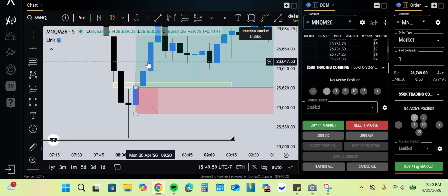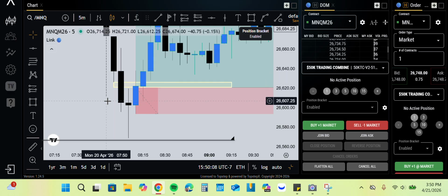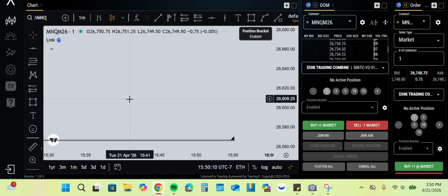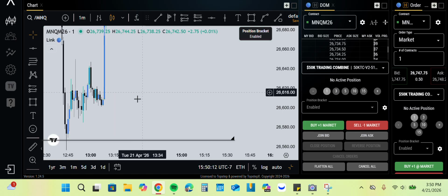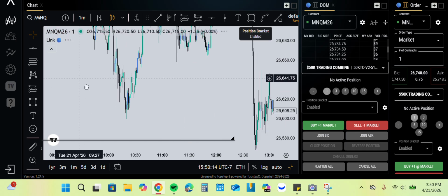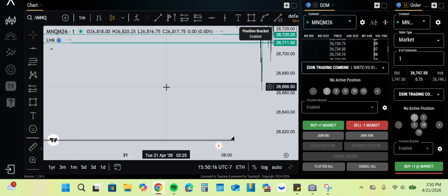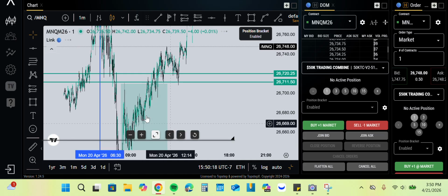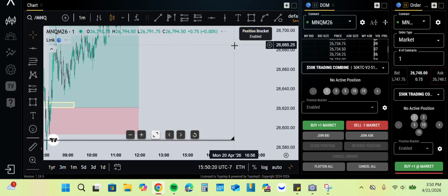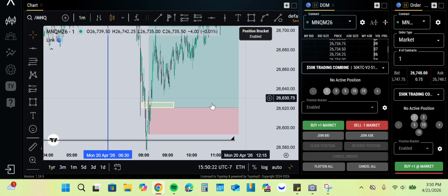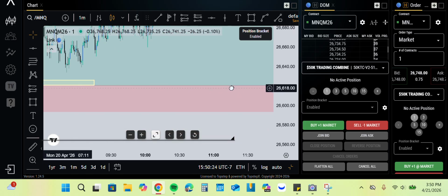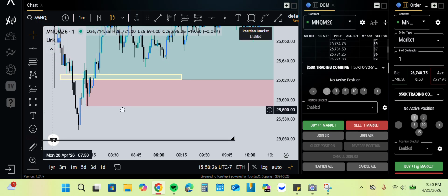But it didn't mean that I had to wait for a 5 minute bullish candle to close above it. So once the first bullish candle closed, I went ahead to the 1 minute time frame. See where I'm at. Alright, so we have our order block, reversal of the trend.